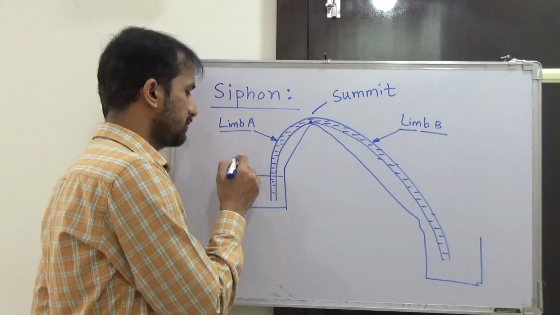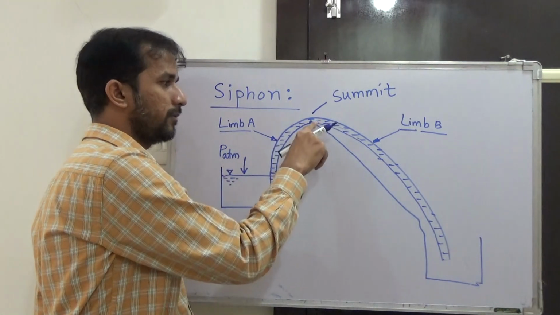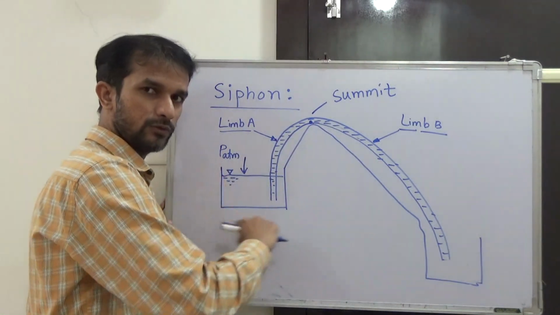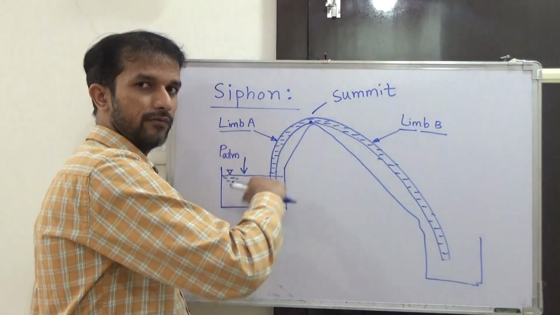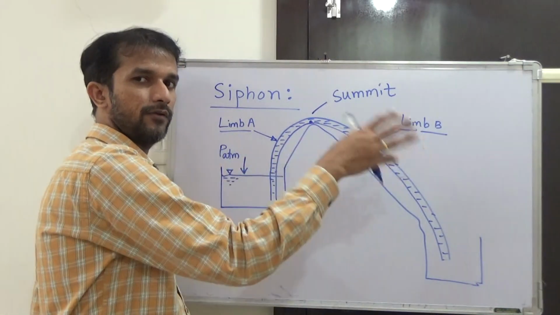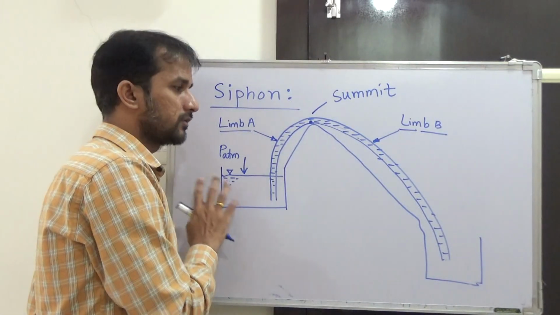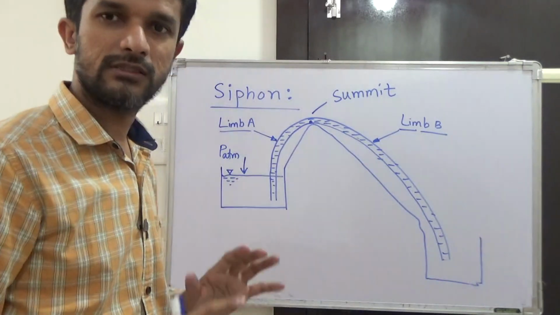Okay, and because here is the atmospheric pressure, here is the low pressure, fluid will be pushed from atmospheric pressure to the low pressure side, and it will enter into the tube. Again it will drop due to gravity. The same phenomenon will go on continuously until the last drop of the water gets evacuated. Okay, so this is the concept of siphon. This is how it works.